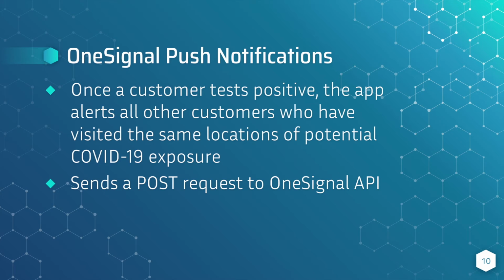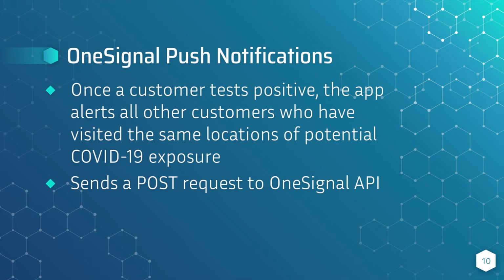The app uses OneSignal push notification service to send push notifications to users who may have potentially been exposed. Once a customer indicates in the app that they have tested positive, it will go through all of the locations that customer has been to. It will then go through all the users who have been to that location and alert all of them. This will alert anyone who was possibly exposed to the virus and prevent the spread.